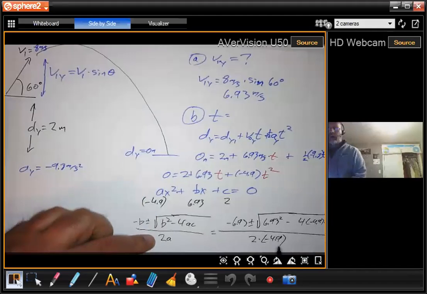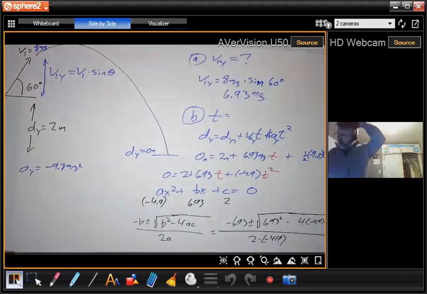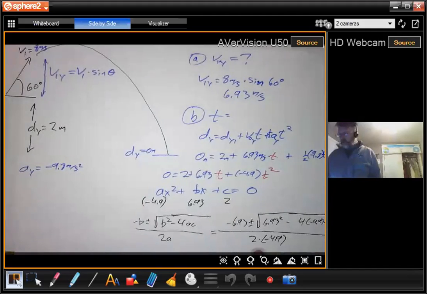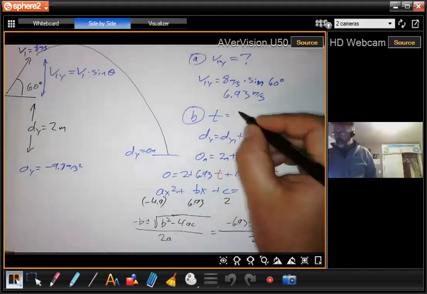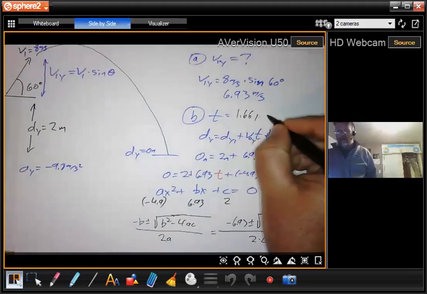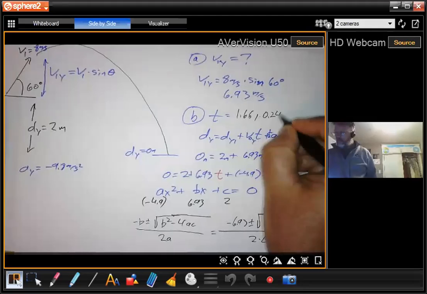Okay, so it's possible if you have a graphing calculator or programmable calculator, you might just be able to plot those in there. That is fine with me. Okay, you should get 2 numbers out of this. You will either get 1.66 or 0.24, but that is a negative.